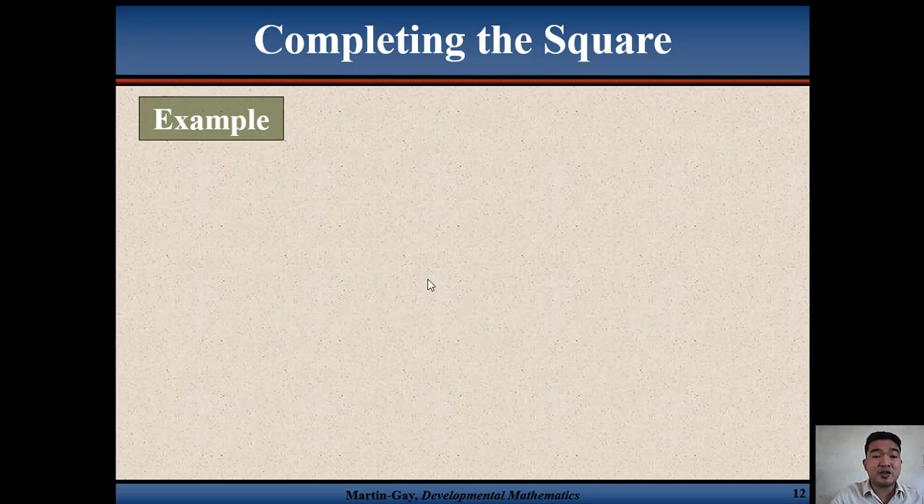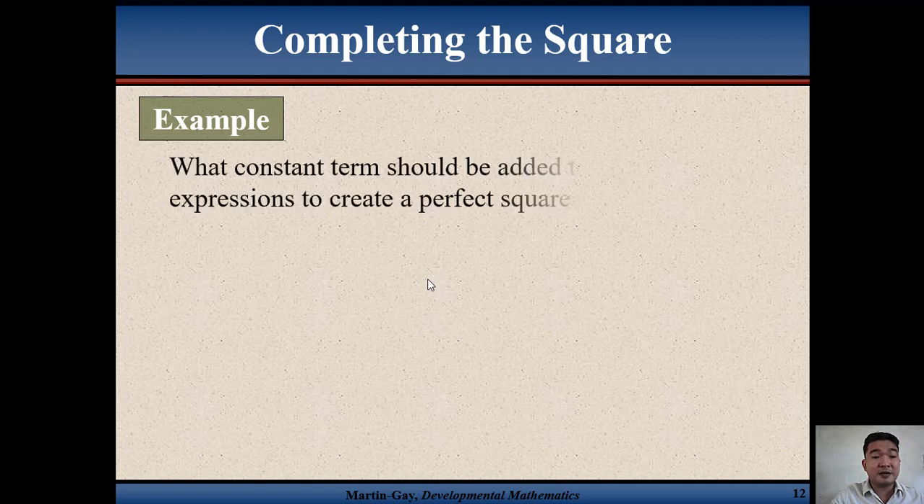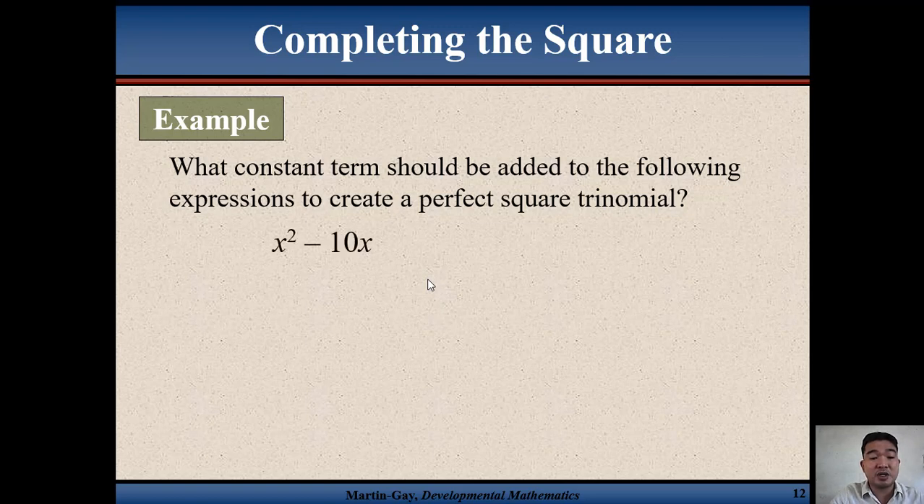Solving quadratic equations by completing the square. What constant term should be added to the following expressions to create a perfect square trinomial? So we have x squared minus 10x. What would be added to make it a perfect square trinomial? We add 5 squared or 25. So to make it a perfect square trinomial, x squared minus 10x plus 25.